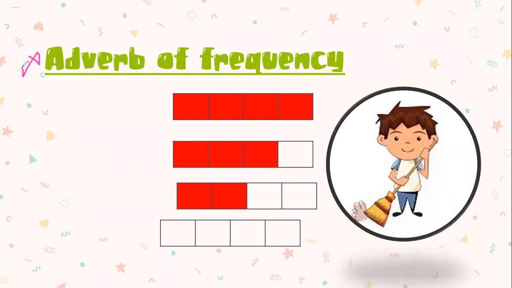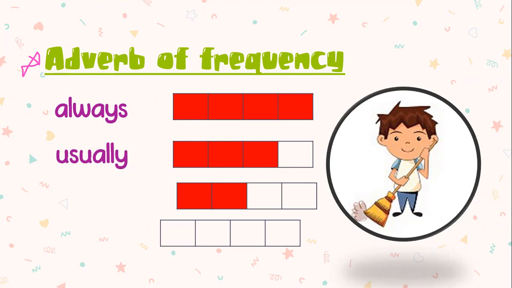We use those adverbs of frequency to express how often we do an activity. You can see here this bar, and there are many squares. In this case, all the squares are colored. So that means that this is always. In this case, you can see that it's not the same as the first one. Only 3 squares are colored. 1, 2, 3. So this bar doesn't mean always. In this case, it means usually.